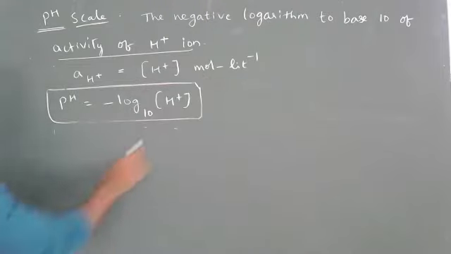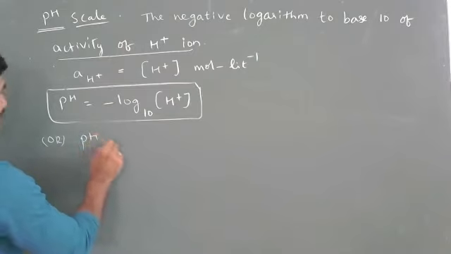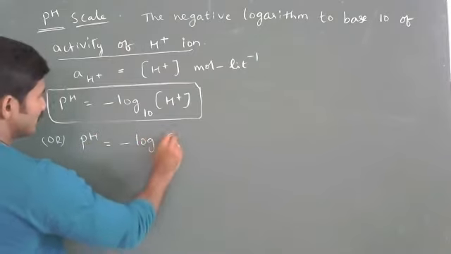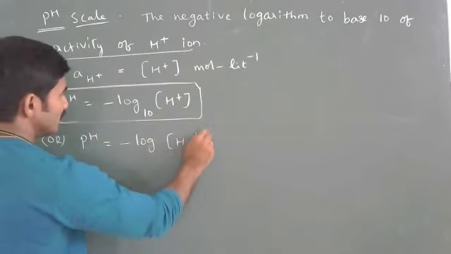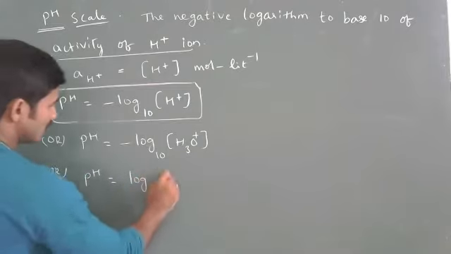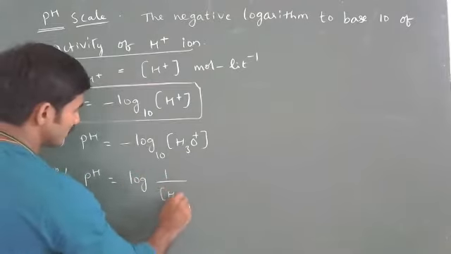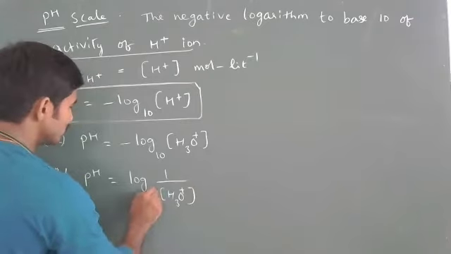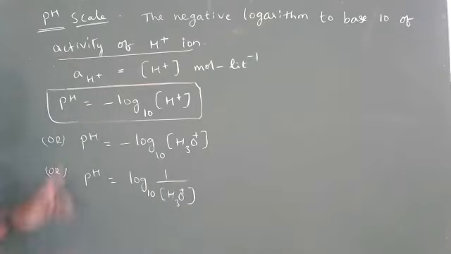Another formula we can write is pH is equal to the negative logarithm of H3O plus, base 10, or pH is equal to the logarithm of 1 by H3O plus concentration, base 10. So these are different formulas.